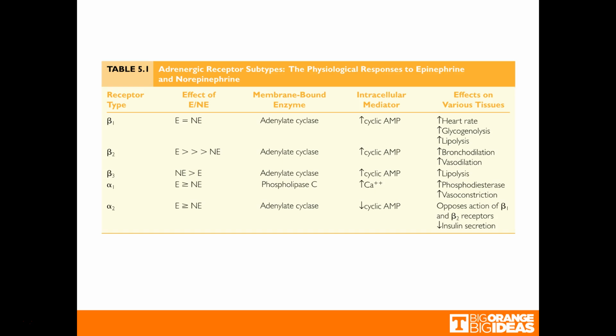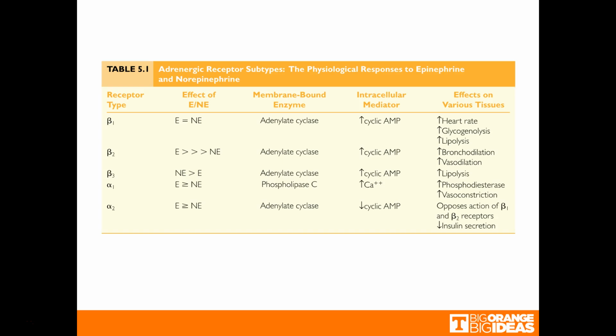And so that's going to help allow more oxygen and more nutrients to get to different tissues when you have that vasodilation. Beta 3, the norepinephrine, is going to have a greater effect than the epinephrine. And so with beta 3, the biggest impact is going to be on increase in lipolysis, which will lead to increased free fatty acid mobilization.